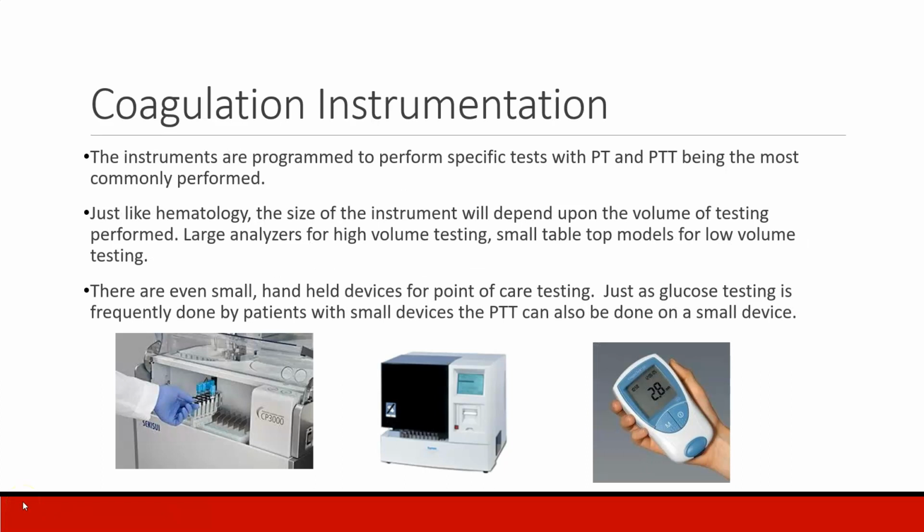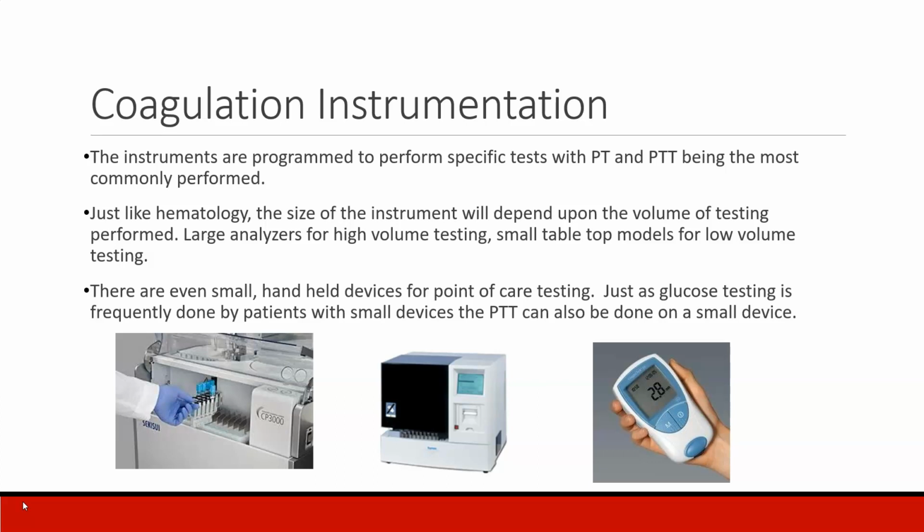Coagulation instrumentation: these instruments are programmed to perform specific tests, with PT and PTT being the most commonly performed. Although, again, there are many others that can be added to the menu of tests. Just like hematology, the size of the instrument will depend upon the volume of testing performed. Large analyzers for high volume testing like hospitals, and small tabletop models for low volume testing. For example, cancer clinics, they monitor patient coag because this is one of the systems that are affected by chemotherapy. There are even small handheld devices for point-of-care testing.